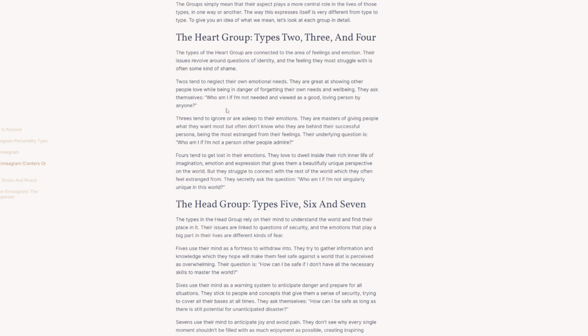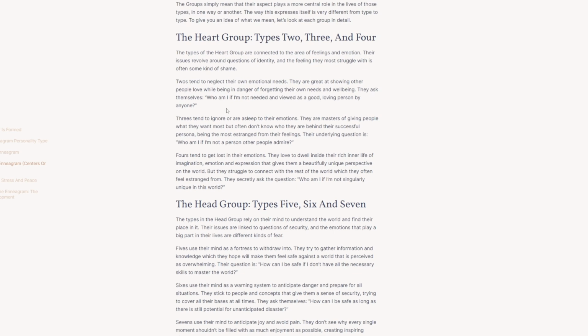3s tend to ignore or are asleep to their emotions. They are masters of giving people what they want most, but often don't know who they are behind their successful persona. Being the most estranged from their feelings, their underlying question is, who am I if I'm not a person other people admire? 4s tend to get lost in their emotions.